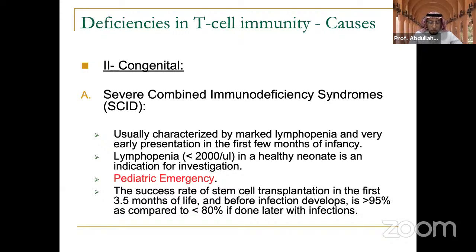Lymphopenia in neonates, less than 2,000, should also raise suspicion of T cell deficiency and warrants investigation, even if the neonate looks and behaves completely normally. It's regarded as a pediatric emergency because of the importance of early recognition to prevent complications, and because early bone marrow transplantation before severe infections develop makes a huge difference in disease-free survival. It can reach 95% as compared to less than 80% if done later, especially when severe infections have developed, which happens most of the time after 3 months.